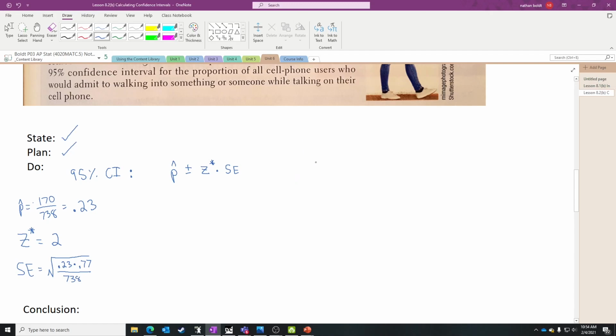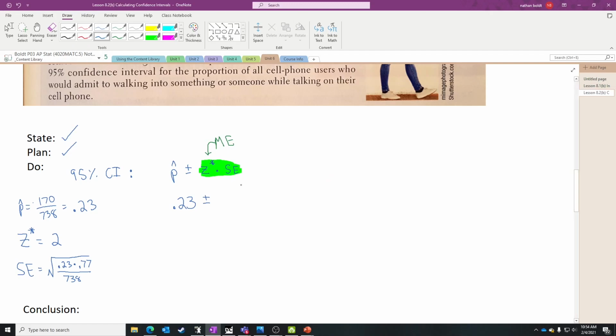All right, we've got all the pieces. Let's plug them in. So p-hat is 23%. That is our point estimate. We're going to add and subtract. Remember, I should make a note. Be a good stats teacher, Bolt. This whole thing is the margin of error, right? That's the margin of error. Just good vocabulary practice there for us.